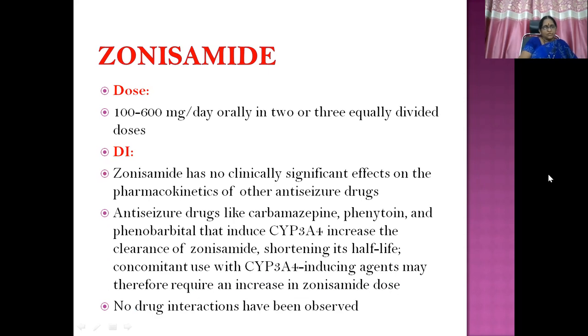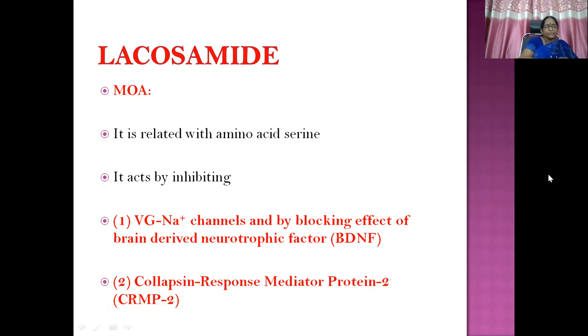Drug interactions: no clinically significant effects with the other anti-seizure drugs. But anti-seizure drugs like carbamazepine, phenytoin, and phenobarbital that induce CYP3A4 increase the clearance of zonisamide, so increase metabolism, shortening its half-life. Concomitant use with CYP3A4 inducing agents may therefore require an increased dose of zonisamide. No drug interactions further. Then the lacosamide molecule.